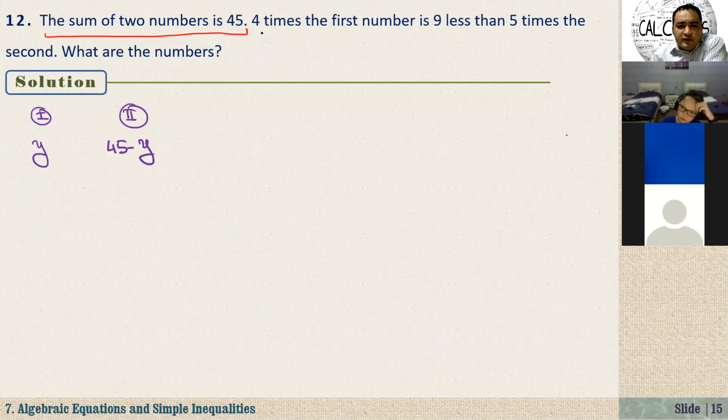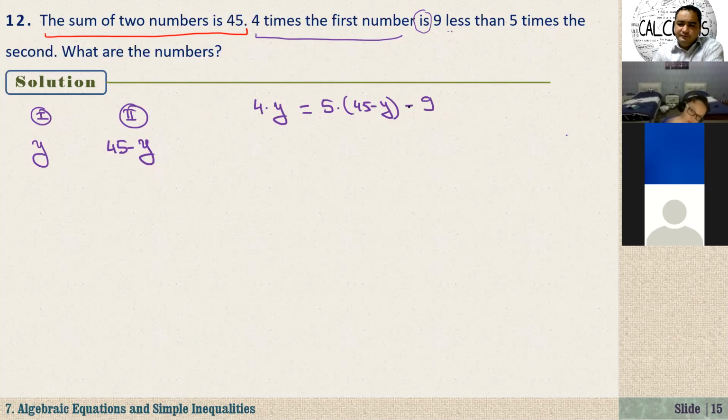Now in the second part of the question, it says 4 times the first number is 9 less than 5 times the second. So that means this number is smaller, right? So it means it is 9 less than 5 times the second number. Here we have equality. 9 less than 5 times the second. That means 5 times the second number, which is 45 minus y, and 9 less means it is minus 9.